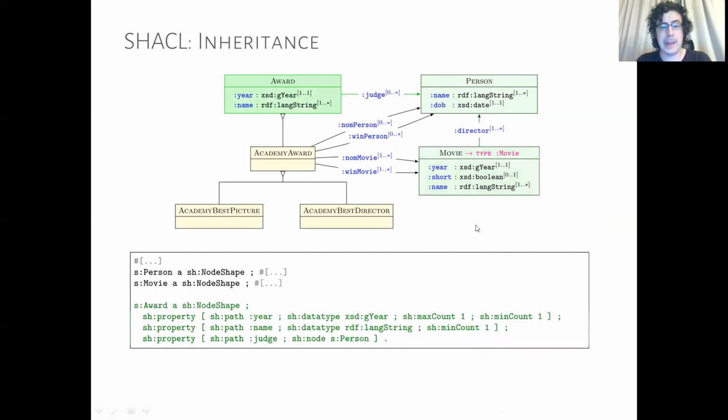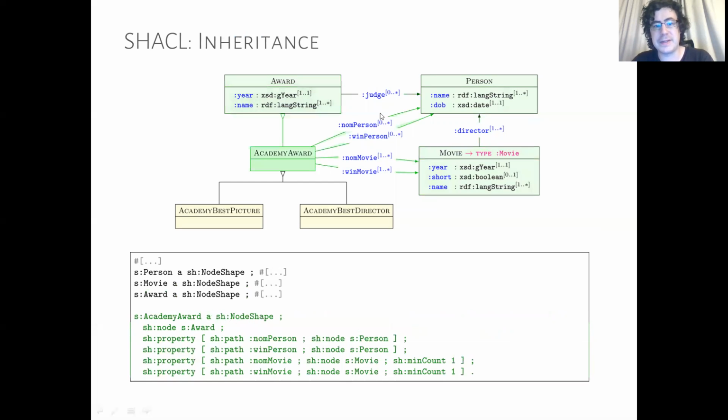movie shape. Next, we move to award. Very similar here. Again, this link here, we see we have path judge, and we say that it must satisfy the person shape. Since we have 0 to many, it's sort of the default cardinality. We don't need to define a constraint on that, right? It's the most general case.